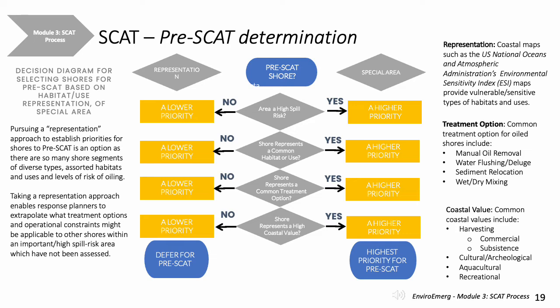Undertaking pre-SCAT for potential places of refuge recognizes that vessels may have to beach or be directed to a place of refuge to stabilize the situation. The vessel requesting assistance may be actually discharging oil, or there's a threat of such a discharge. Pre-SCAT provides an opportunity to prepare ahead to mitigate damages for this special area.